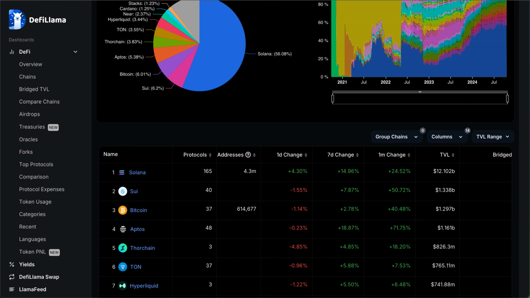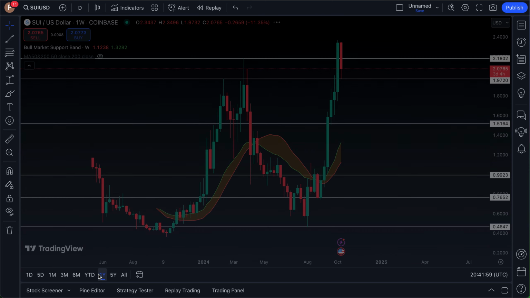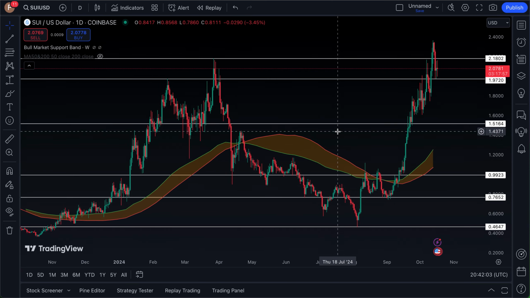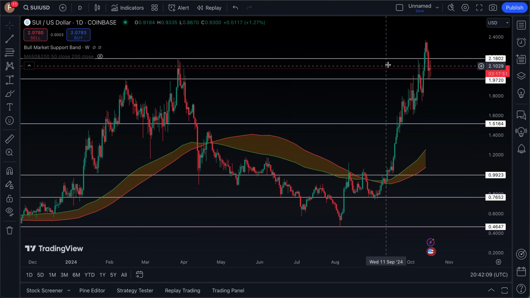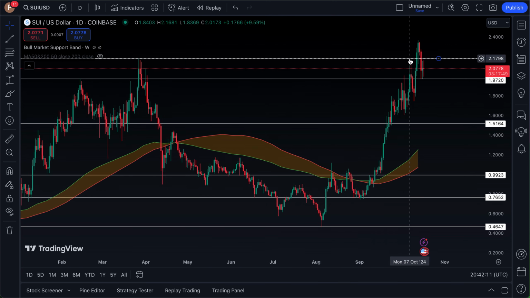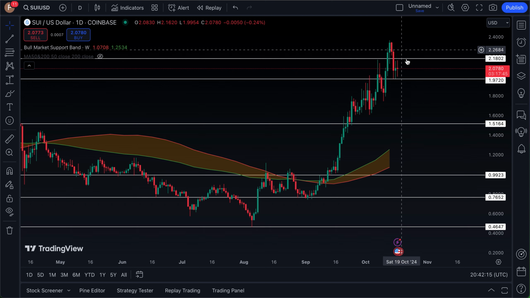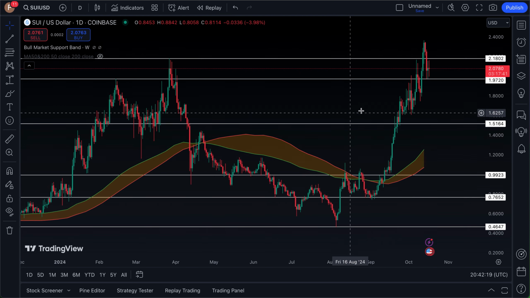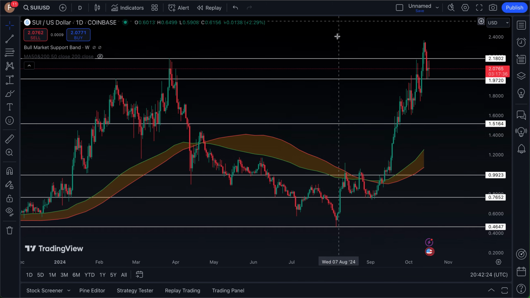Now to wrap things up, I do want to take a look at the SUI chart as well. The one thing that I am noticing here, we're on a weekly, I'm going to take us over to a daily, and we're going to see that SUI has actually fallen back below its prior all-time high back in March at $2.18. We did see it get rejected here in October at that level, come back down, break above it, make a fresh high, and it is now back below that level. So kind of range bound in this pretty tight range of give or take 10% from $2 to $2.18.